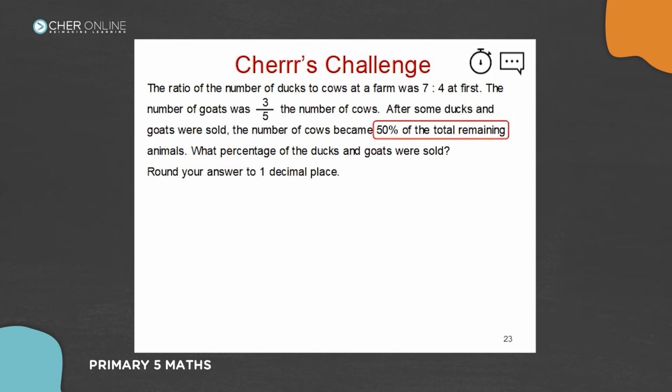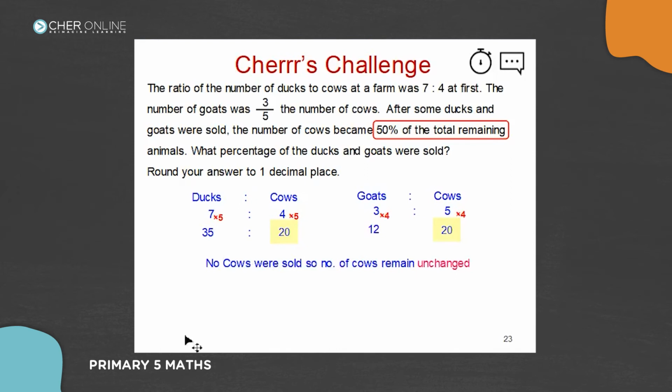Okay, let's see. 50% of the total remaining. Okay, so that part there, actually, what I want you all to do is to find the common identity, also known as a repeated identity. Okay, so can you see that? Just before this step here, can you see the 20?